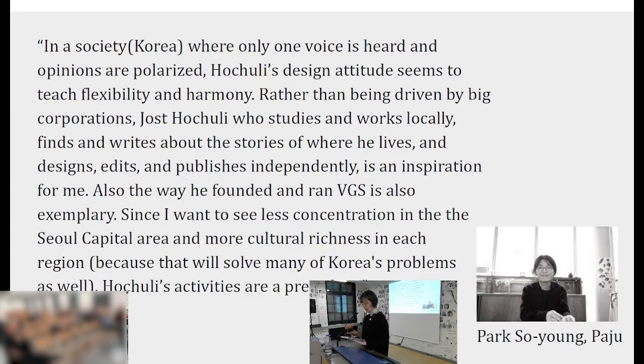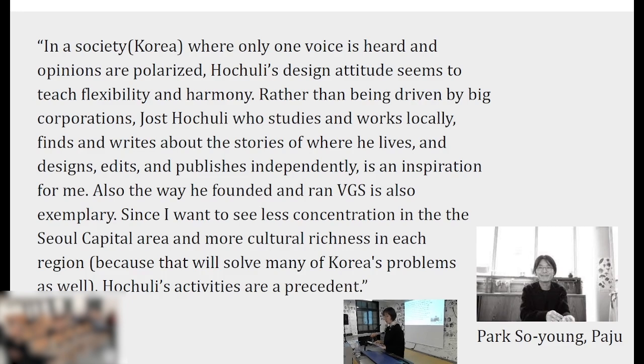And the fourth one is by Park So-young. She's an in-house book designer of Korea's renowned art publishing house, which is called Yeoradang. In Korea, a society where only one voice is heard and opinions are polarized, Hochuli's design attitude seems to teach flexibility and harmony. Rather than being driven by big corporations, Jost Hochuli, who studies and works locally, finds and writes about the stories of where he lives, and designs, edits, and publishes independently, is an inspiration for me. Also, the way he founded and ran Fagus is exemplary. Since I want to see less concentration in the Seoul capital area and more cultural richness in each region, because that will solve many of Korea's problems as well, Hochuli's activities are a precedent.